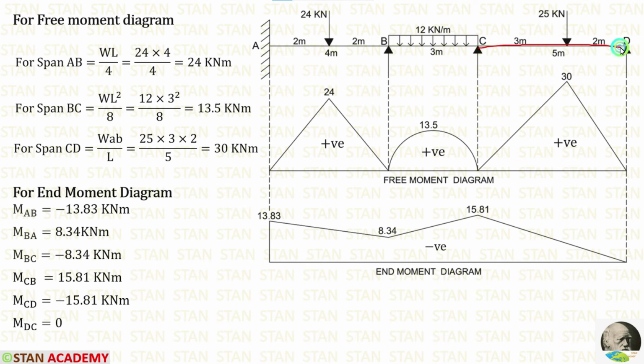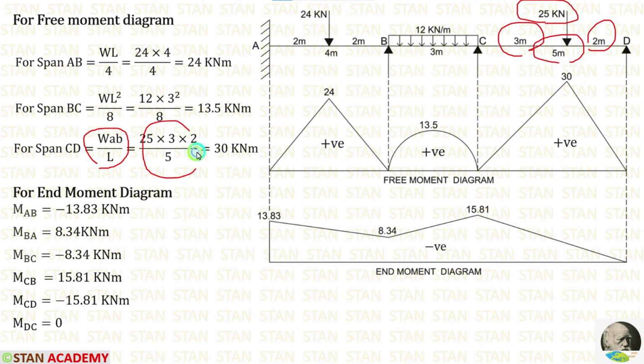In the span CD, we are having a point load. This point load is not acting on the center. The formula to calculate the maximum bending moment is WAB upon L. Here W is 25, A is 3, B is 2, L is 5. When we apply all of the values in the formula, we are getting 30 kilonewton meter.